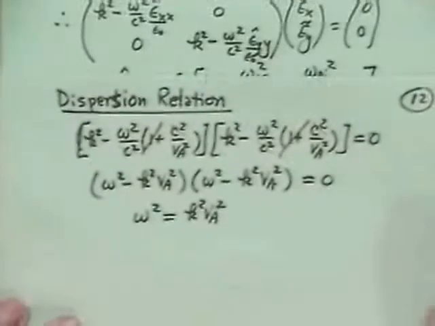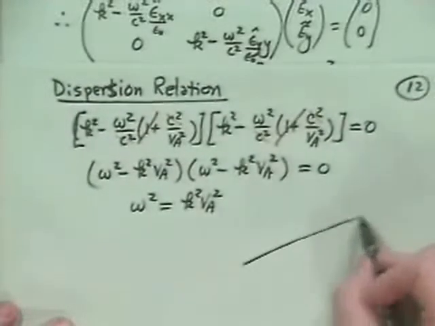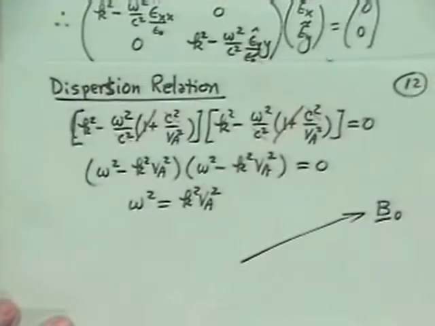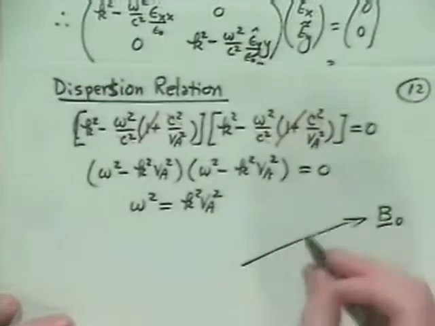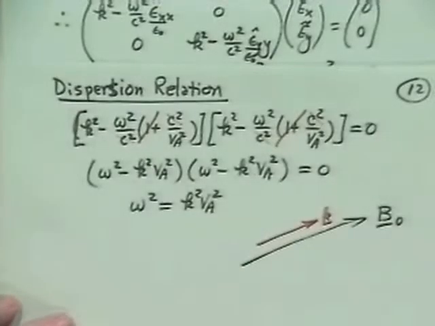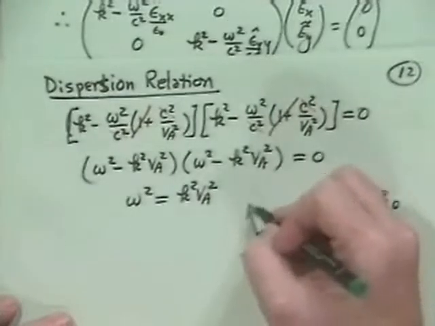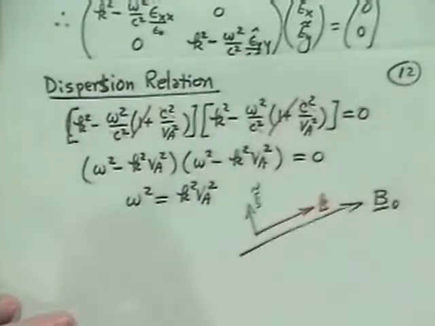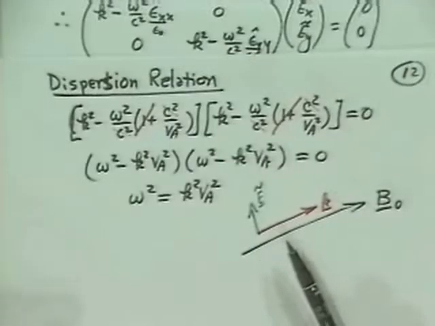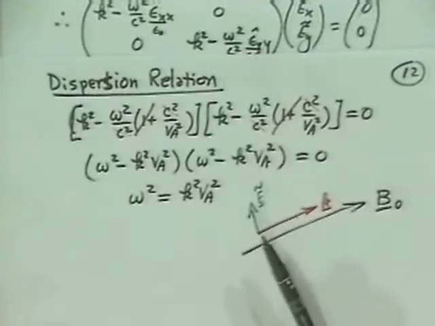Now, let's look at what kinds of waves these are. So here was a magnetic field, B tilde. We said that we wanted the k vector to be along B. So the k vector is along that direction. But we wanted the electric field vector to be perpendicular. Now, which direction is the magnetic perturbation caused by these particular waves then?